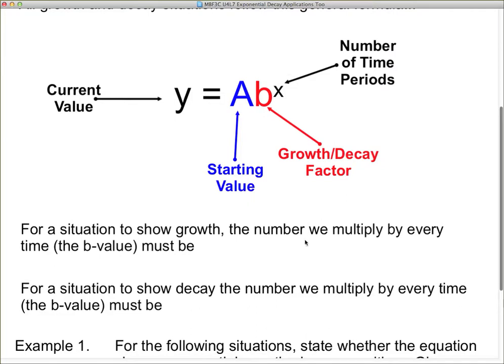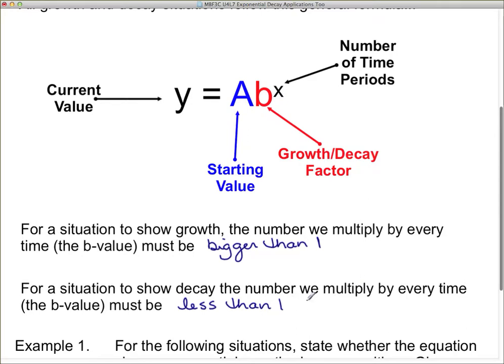For a situation to show growth, the number we multiply by every time, the b value, has to be bigger than 1. For this situation to show decay, meaning it's going to get smaller and smaller, b has to be less than 1.